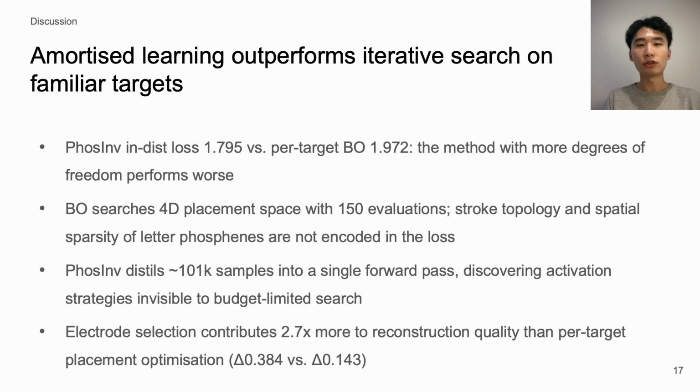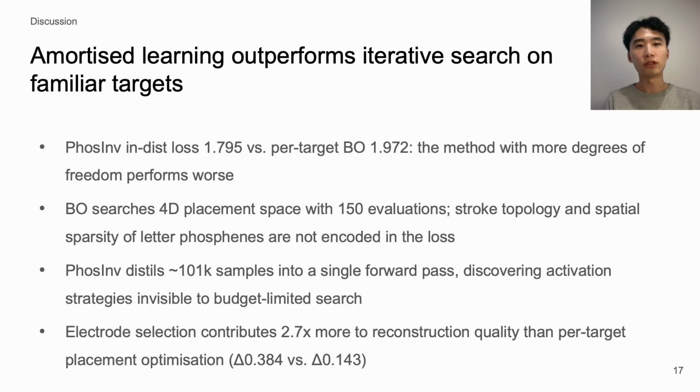So why does a generalist model beat a per-target search on familiar targets? At first, this seems backward. The method with more degrees of freedom, per-target BO, performs worse. The explanation is about the search problem. Bayesian optimization explores a four-dimensional placement space with only 150 evaluations, and the loss function does not explicitly encode things like stroke topology or spatial sparsity in letter phosphenes.